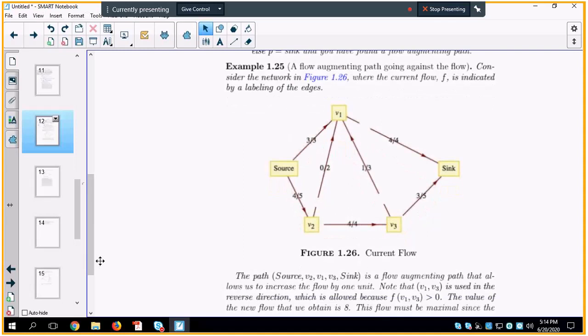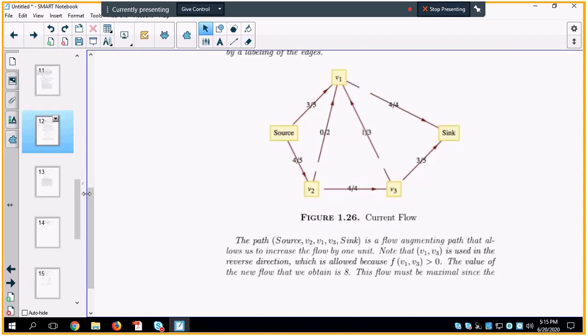Here's an example, a flow augmenting path going against the flow. So we consider the network in the graphic figure 1.26 with the current flow as indicated by the labeling of the edges. So you can see these edges are labeled as fractions because we've already defined a flow function. So what you have is the flow divided by the weight in each fraction, or the capacity. Okay, so let's consider this network.